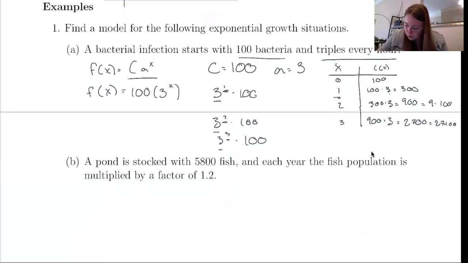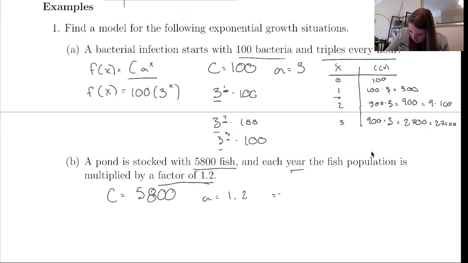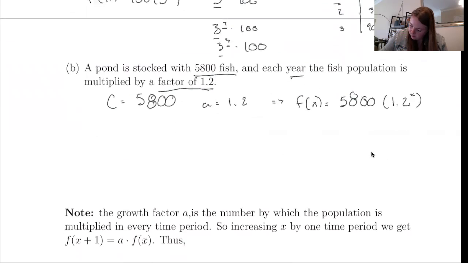Okay, cool. So a pond is stocked with 5,800 fish. Each year, the fish population is multiplied by a factor of 1.2. So we're already told that's our growth factor, a factor of 1.2. So I'm already given that C equals 5,800 and A is 1.2. So we can just go over here and say that f of x equals 5,800 times 1.2 to the x. Okay.